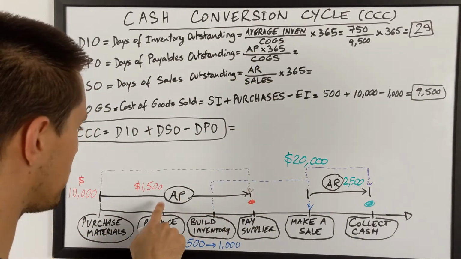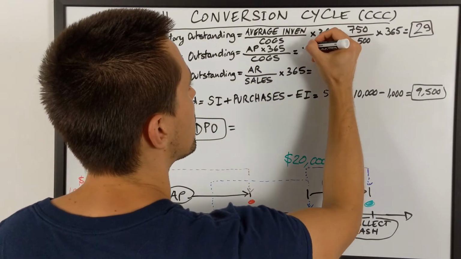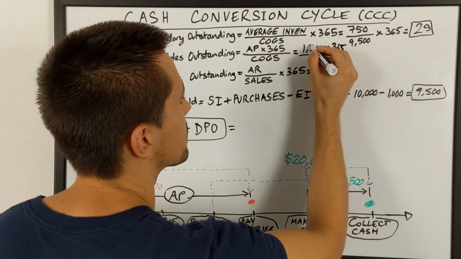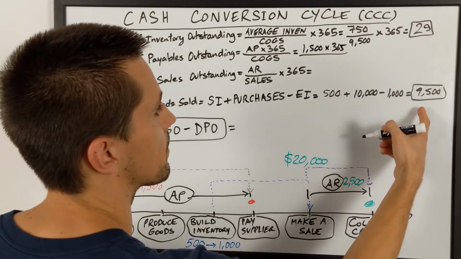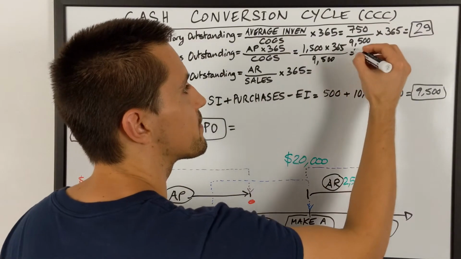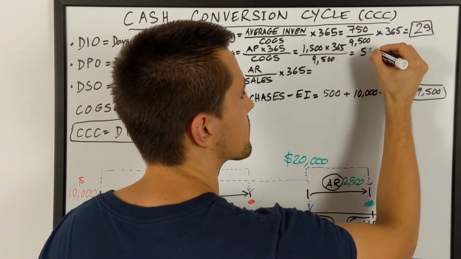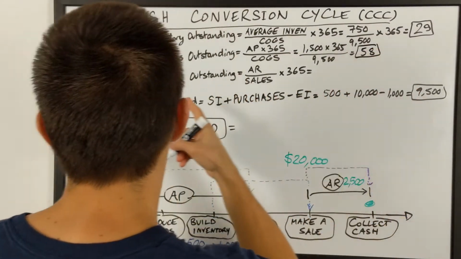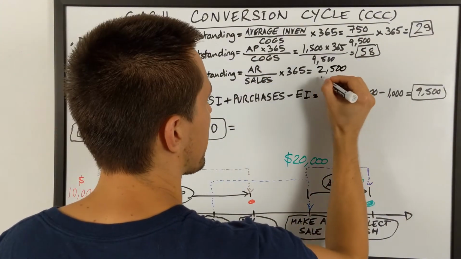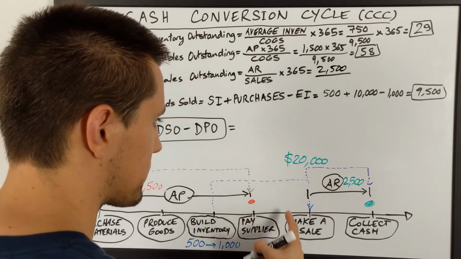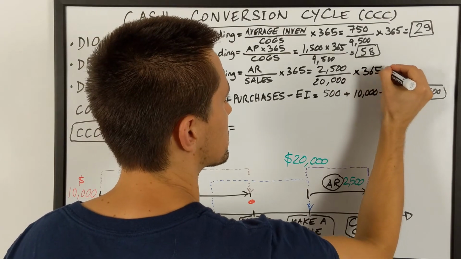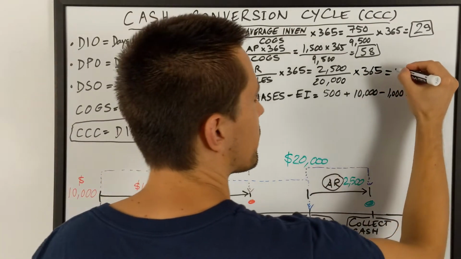So my accounts payables, as you can see, were 1,500, times 365, divided by my costs of goods sold, which were 9,500, which leads to 58. Moving on to the next one, days of sales outstanding, 2,500 divided by my sales. My sales were 20,000 times the number of days in a year, 365, leading to 46.